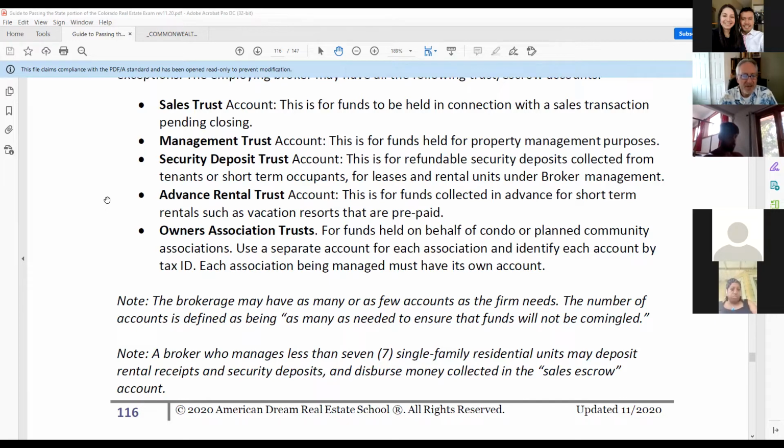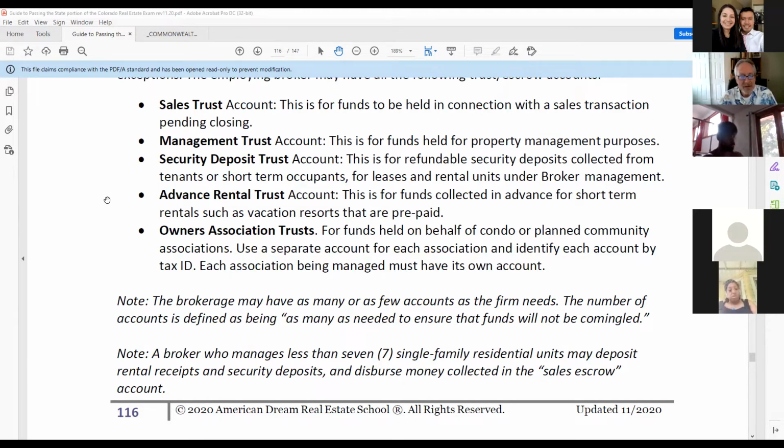Here on the exam, we've seen there's a brokerage. We have as many or as few accounts as the firm needs. Sometimes we get this question: how many accounts are required for them to have? The answer is as many as needed to ensure that funds will not be commingled. That's a straight quote from the law. As many as needed to ensure that funds will not be commingled.